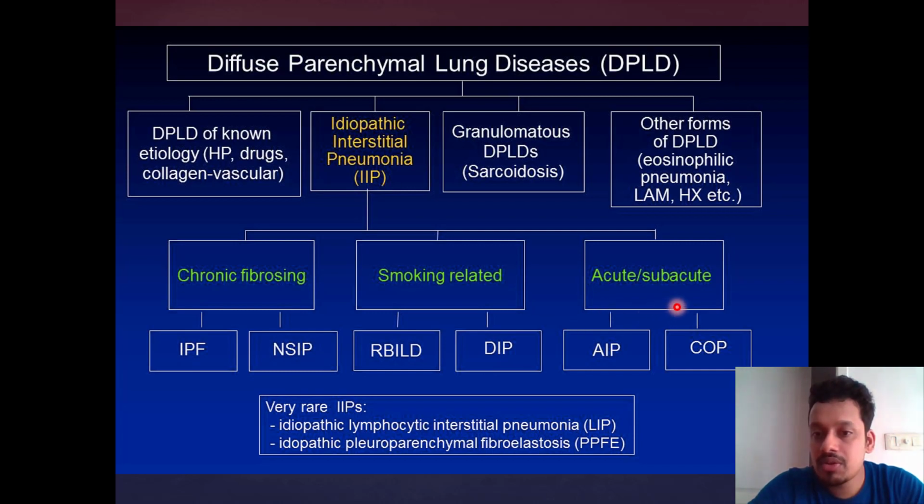And last, we saw acute interstitial pneumonia, where the patient comes with a subacute form of ARDS, where the patient has progressive breathlessness, bilateral extensive ground glass opacities and consolidation, the patient might be hypoxemic, and the patient has a very poor prognosis in acute interstitial pneumonia. The pathological diagnosis in acute interstitial pneumonia is diffuse alveolar damage.